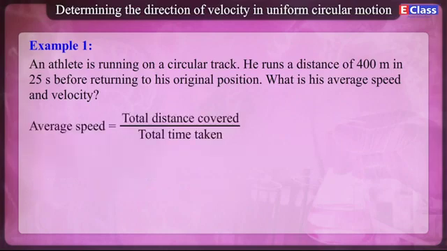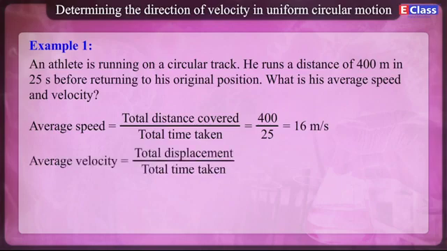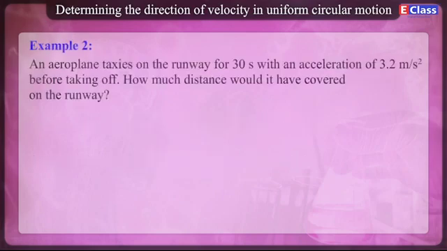Average speed is equal to total distance covered upon total time taken, which is equal to 400 upon 25, which is equal to 16 meters per second. Average velocity is equal to total displacement upon total time taken, which is equal to 0 upon 25, which is equal to 0 meters per second.